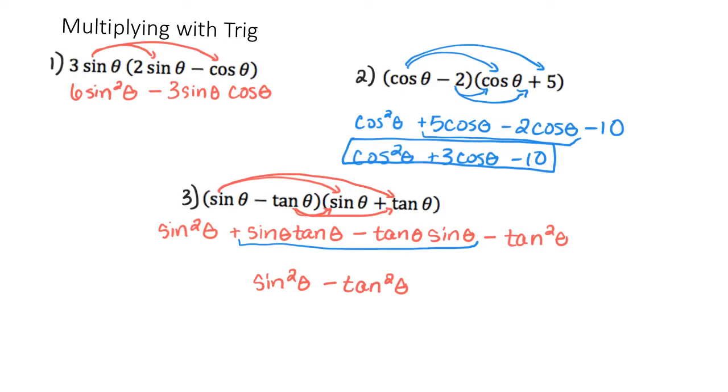Now in multiplication, order doesn't matter. So if I have a positive sine times tangent and a negative sine times tangent, these are still like terms, and I have one of each, a positive and a negative, so they cancel each other out, leaving me with sine squared of theta minus tangent squared of theta.